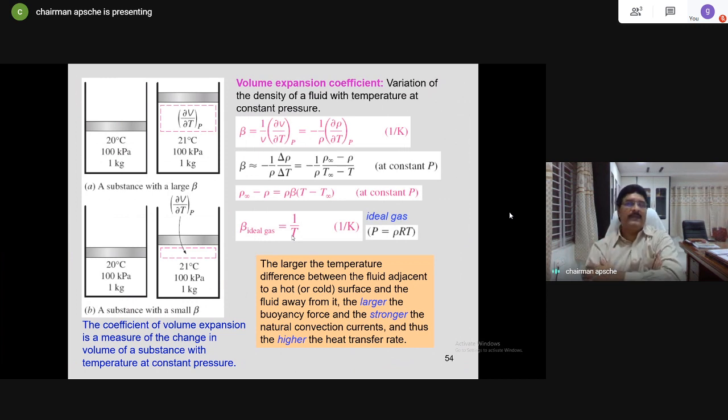What is an ideal gas? PV is equal to mRT. That's an ideal gas. So, to cut the whole story short, beta is 1 by T, and whenever you want to calculate the volumetric expansion coefficient, substitute the value of temperature only in Kelvin. If it is in degree centigrade, add 273.15 and convert that into Kelvin.